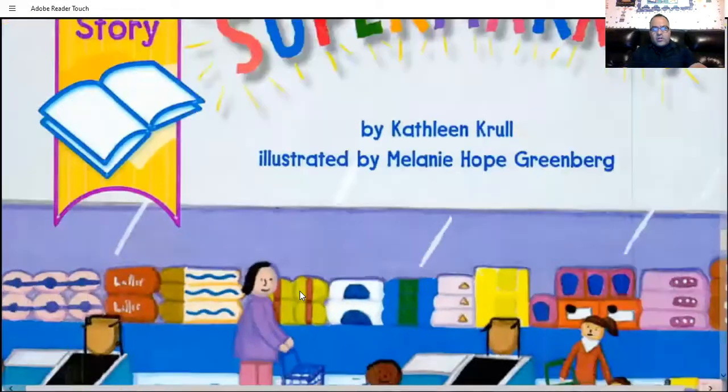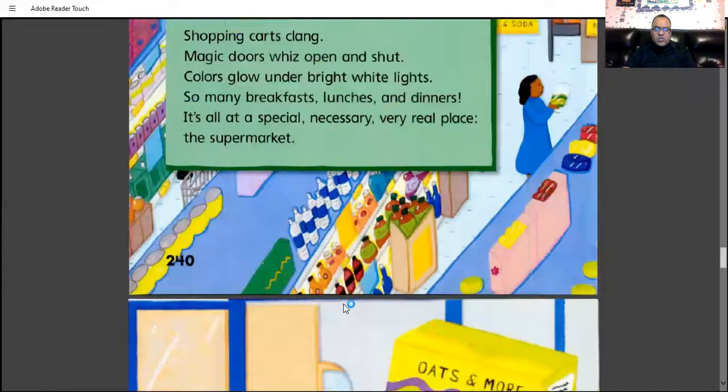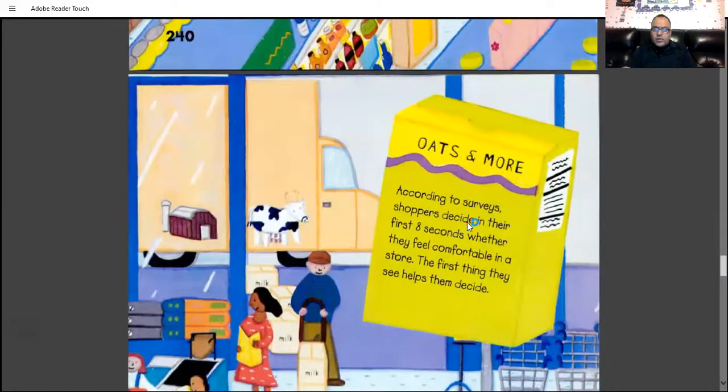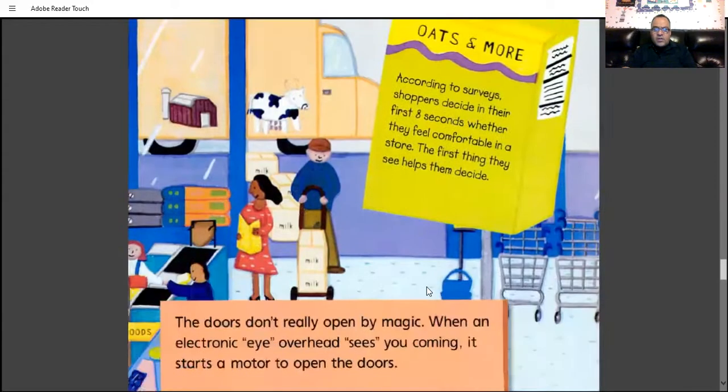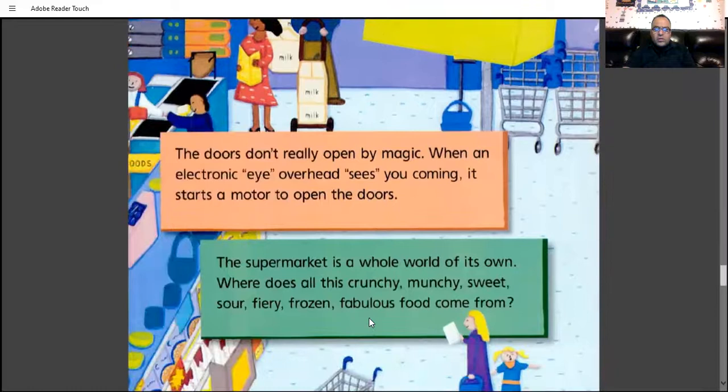Supermarket. Shopping carts clang, magic doors whiz open and shut, colors glow under bright white lights. So many breakfasts, lunches, and dinners. It's all at a special, necessary, very real place, the supermarket. According to surveys, shoppers decide in their first 8 seconds whether they feel comfortable in a store. The first thing they see helps them decide. The doors don't really open by magic. When an electronic eye overhead sees you coming, it starts a motor to open the doors. The supermarket is a whole world of its own.